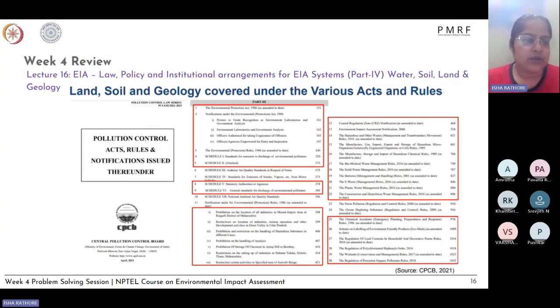Then if we look at Indian standards, the CPCB also has different regulations and pollution control acts for land, soil, and geology. So those are also mentioned here. Different sections cover different parts. Mostly part 3 covers acts and rules relating to land, soil, and geology. So you can read about them further from the CPCB guidelines.